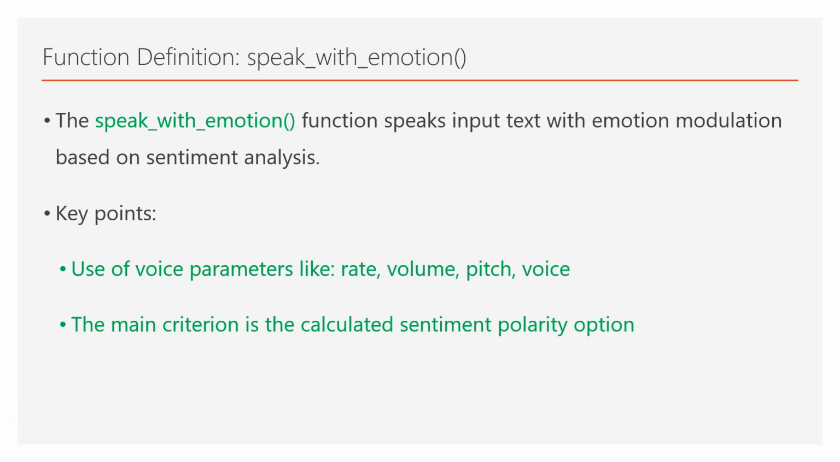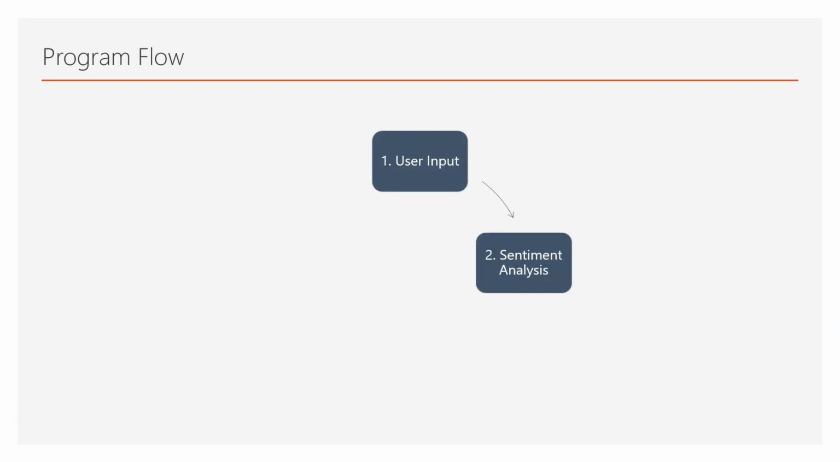And last, before jumping into the code, let's check the program flow. So the first step is to get the user input. Next, the second step is to perform sentiment analysis. That is, analyze the text provided by the user in order to calculate the polarity and decide whether my application should respond back with an empathetic tone, excitement tone, or in a neutral tone.